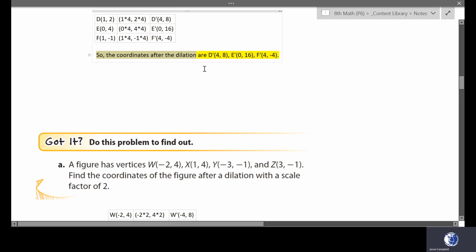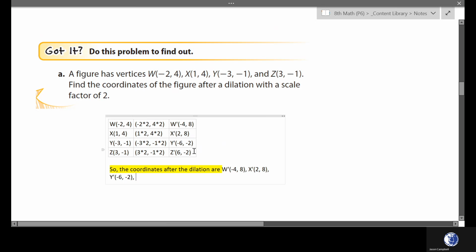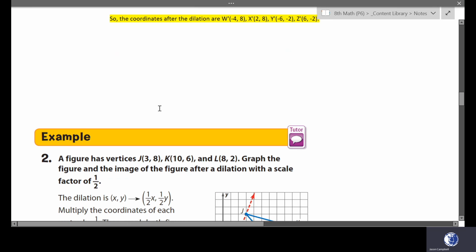And then we will copy here. So the coordinates after the dilation are... hopefully you got the same answer as I did. Let's look at example 2.